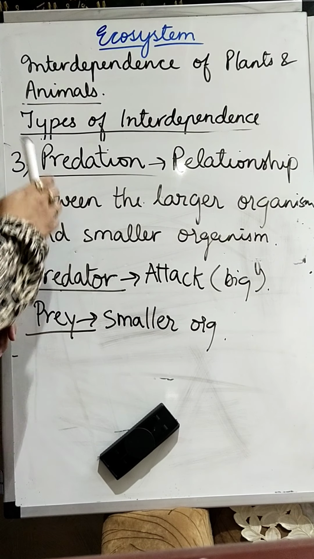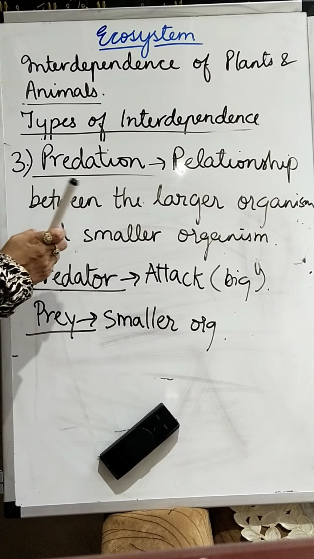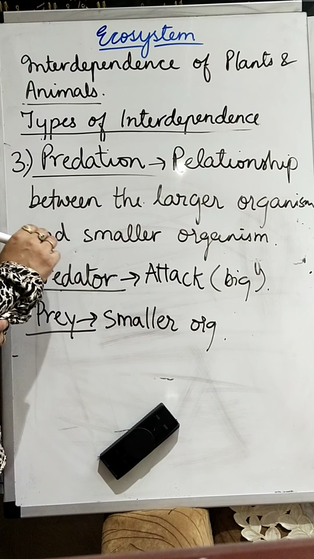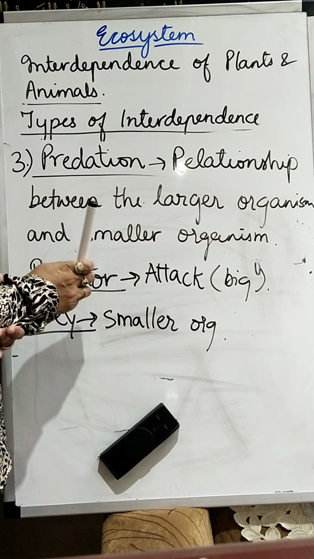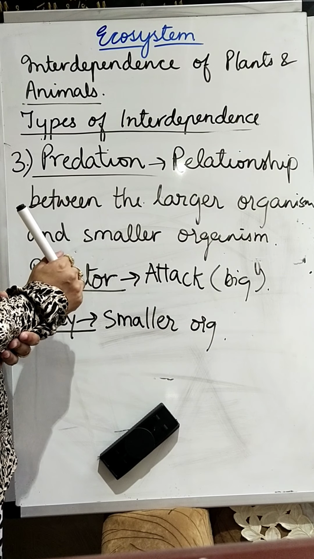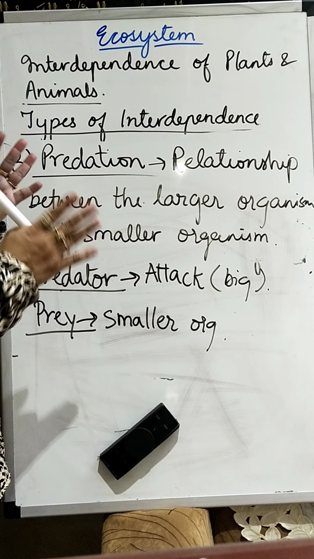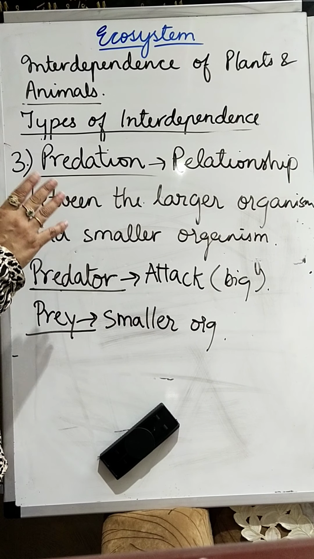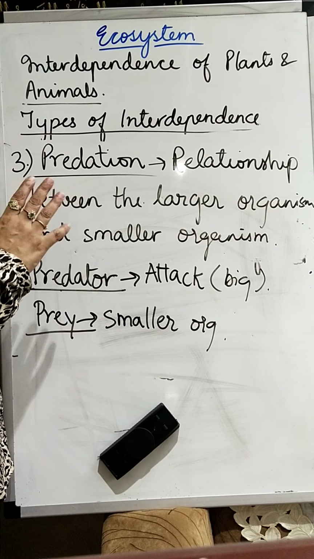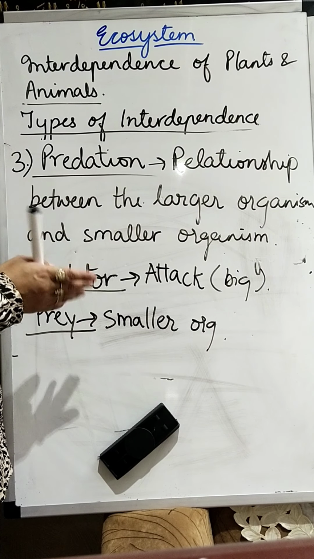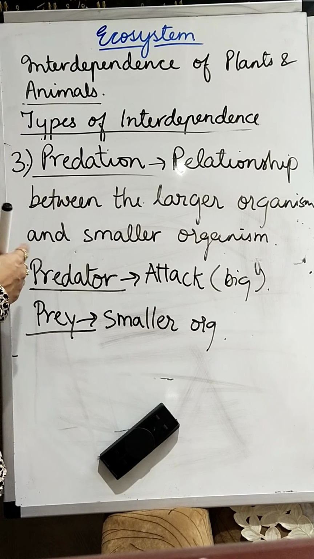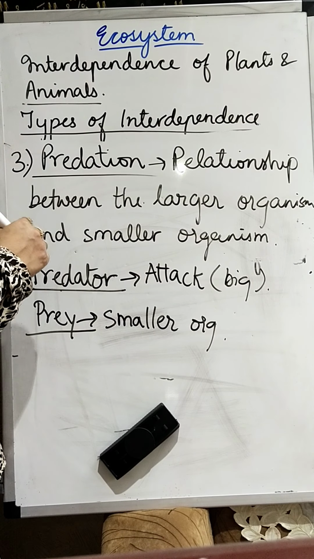So here we have seen the types of interdependence. There are three types of relationship. First we have seen symbiosis. Symbiosis means the relationship between two organisms in which both organisms are benefited by each other. Next we have seen parasitism. Parasitism means the relationship between two organisms in which only one is benefited by the other. One is called the parasite, and the organism from which it obtains the benefit is called the host.